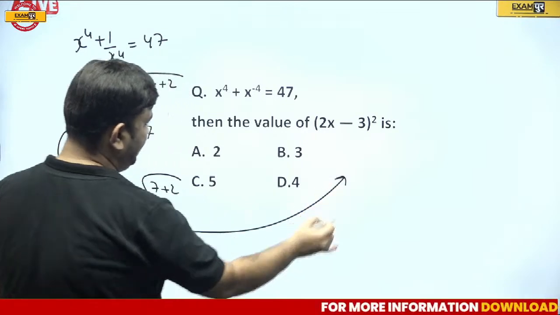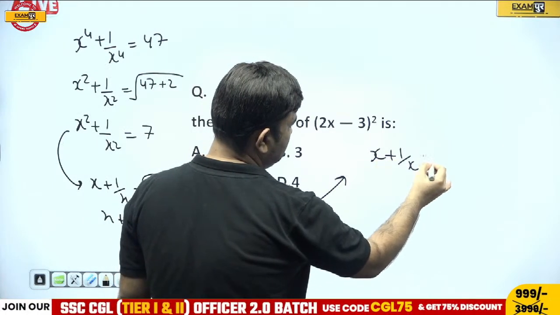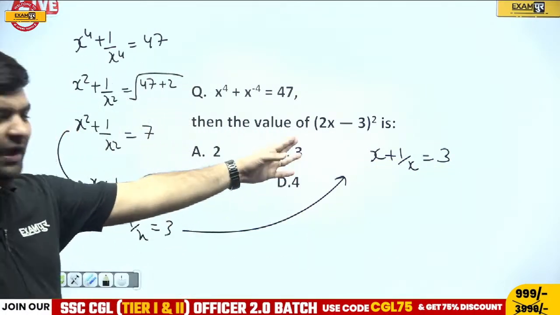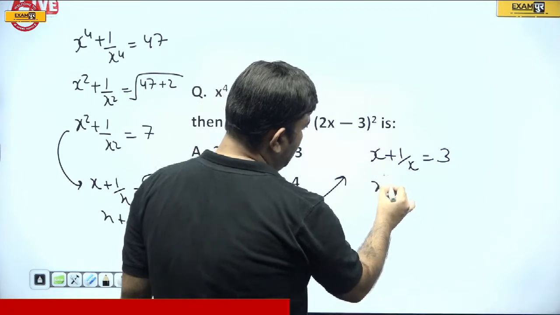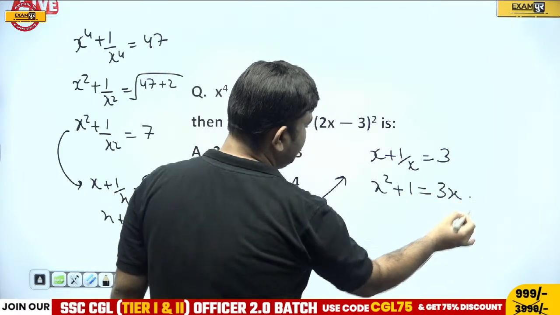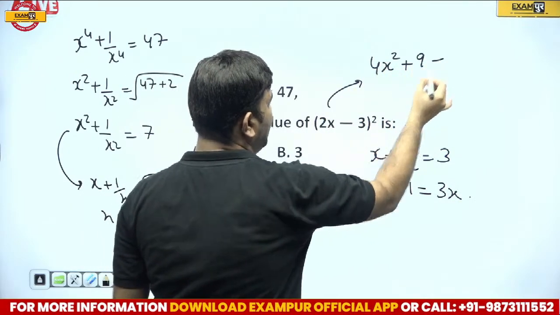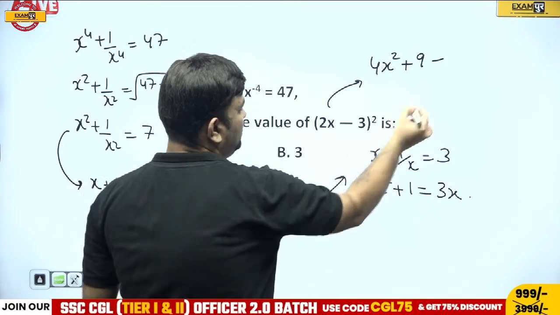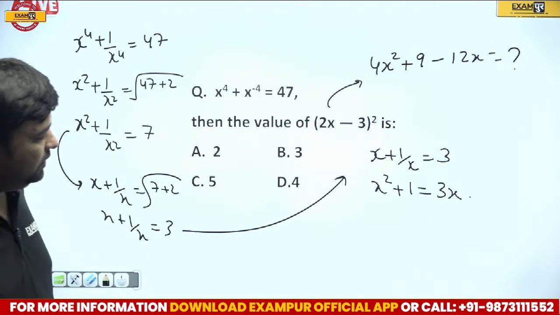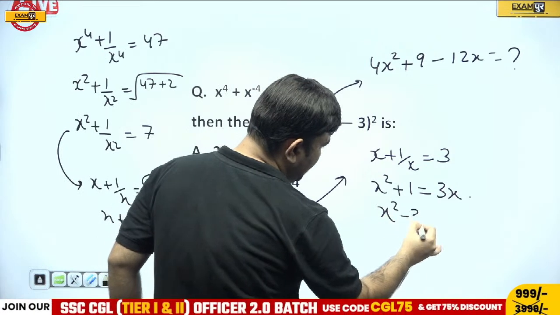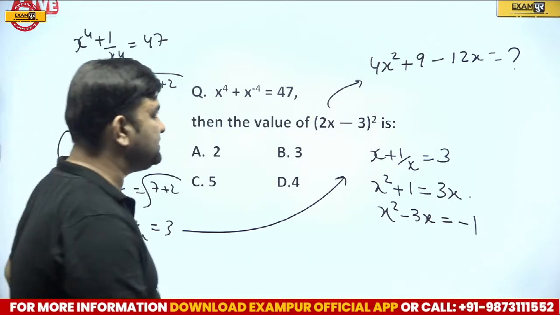X plus 1 upon x is 3. Open it, guys, to reduce into this form. X square plus 1 is 3x. And open this equation as well. It's 4x square plus 9 minus 2ab, 12x. So basically x square minus 3x is minus 1.